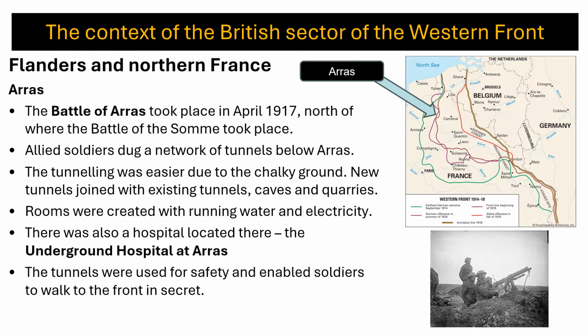Another key place where fighting took place was at a place called Arras. Okay, the Battle of Arras took place in April 1917, north of where the Battle of the Somme took place. Now, this is distinctive and remembered for Allied soldiers digging a network of tunnels below Arras. The tunnelling was easier due to the chalky ground, so new tunnels joined with existing tunnels, caves and quarries. There were even rooms that were created with running water and electricity. There was also an underground hospital located there that we're going to talk about a little bit more in the presentation. The tunnels were used for safety, enabled soldiers to walk to the front or get to the front line in secret. So that was the Battle of Arras.